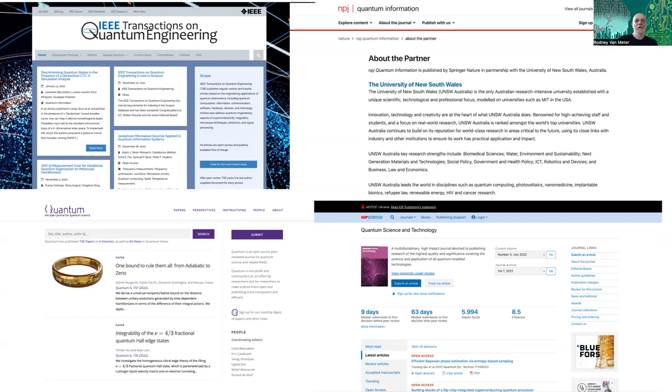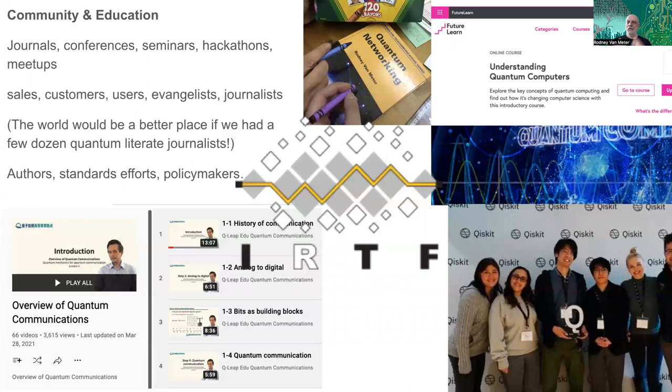We also have to work on, in order to have a complete ecosystem, we also have to have education and community. And these are just some of the things that my group and I have been involved in over the last many years in dealing with this.